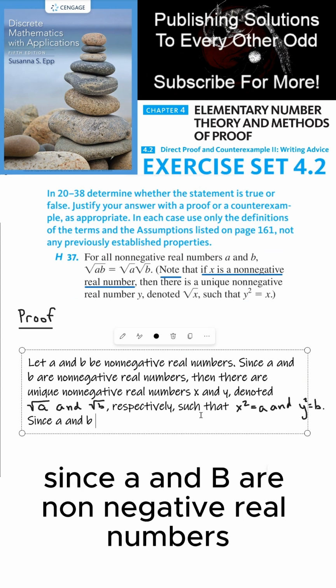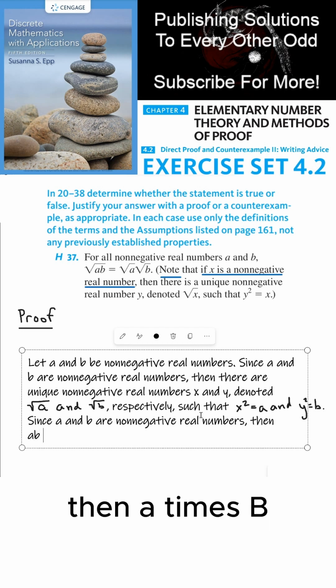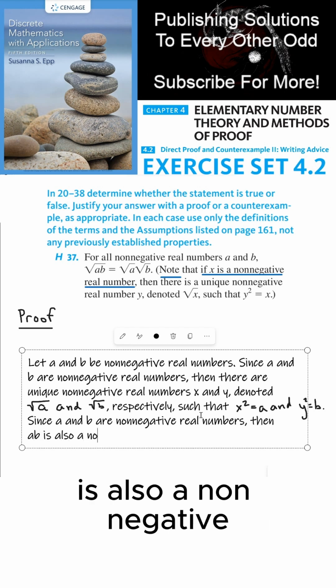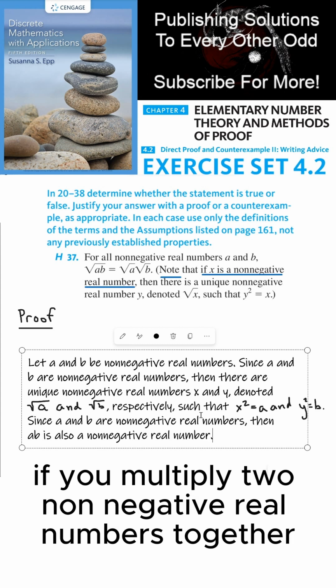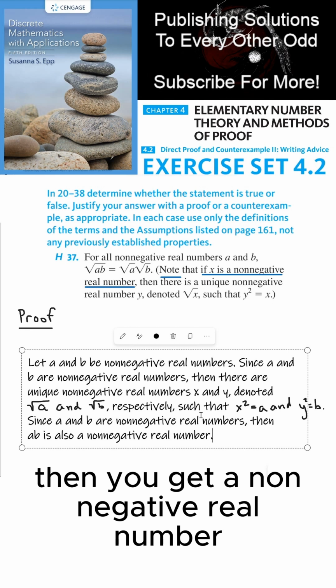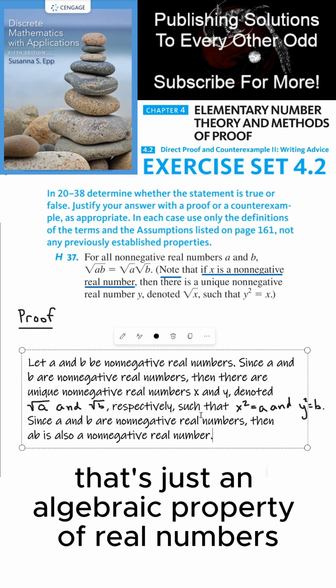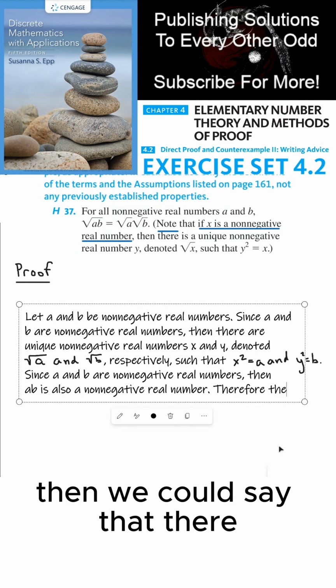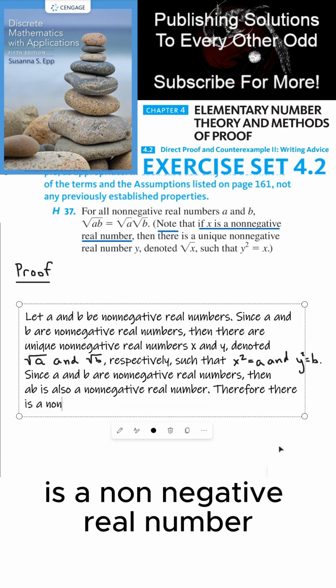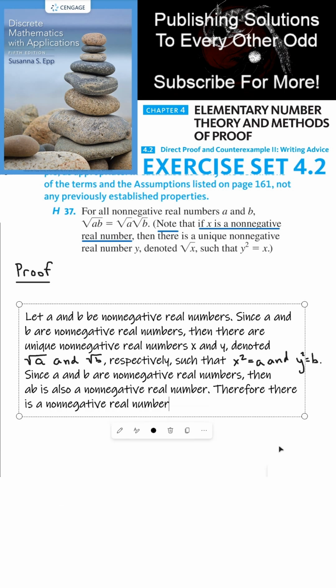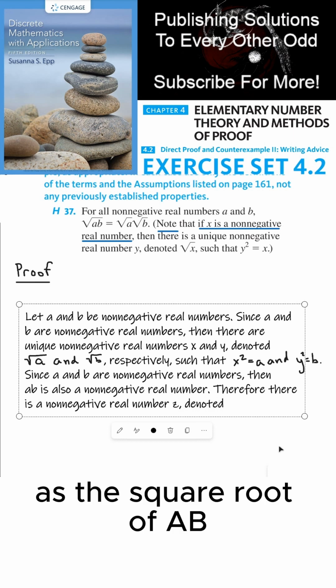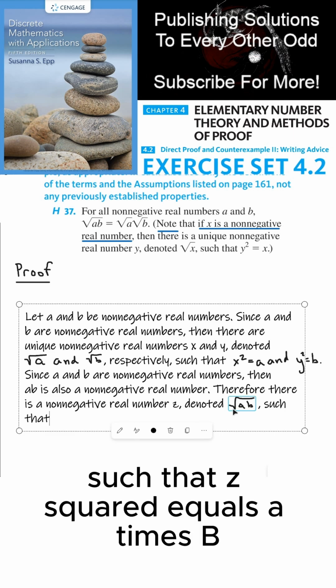Since a and b are non-negative real numbers, then a times b is also a non-negative real number. If you multiply two non-negative real numbers together, then you get a non-negative real number. That's just an algebraic property of real numbers. Then we could say that there is a non-negative real number z, which is denoted as the square root of ab, such that z squared equals a times b.